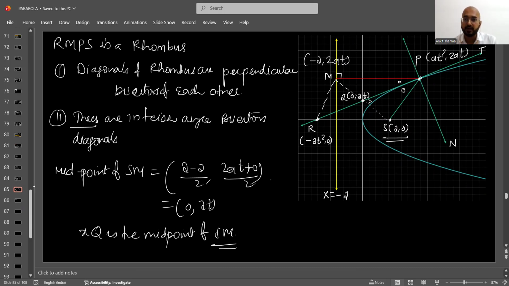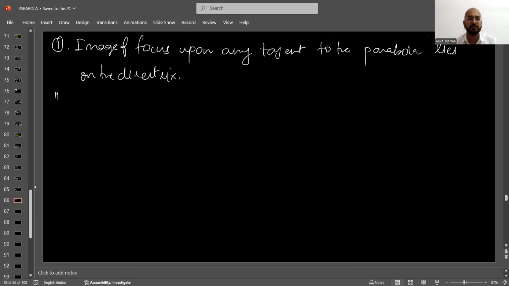And now if I take this point to the point where it meets the tangent at the vertex, and if I have this angle, then this angle is definitely going to be 90 degrees here. So we can give one more conclusion. So the conclusion will be the foot of perpendicular drawn from the focus.